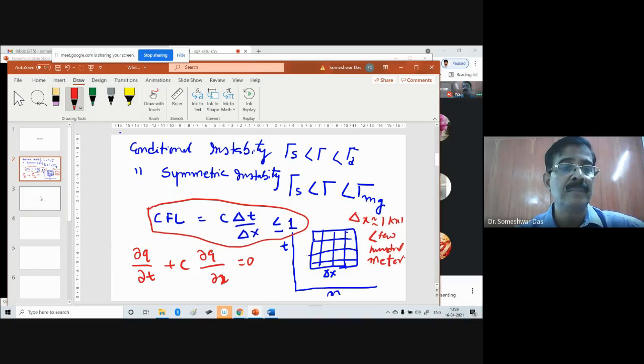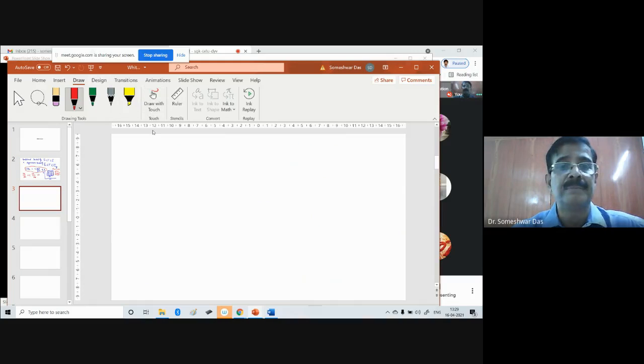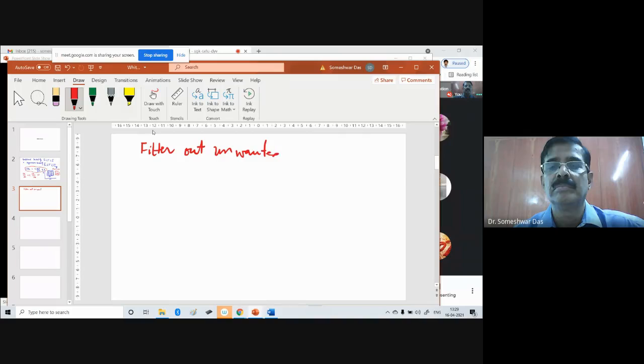We try to filter out unwanted waves. Okay, filter out unwanted waves. And when we filter out the waves from those equations, then those models or those equations are called filtered equations or filtered models. Okay.